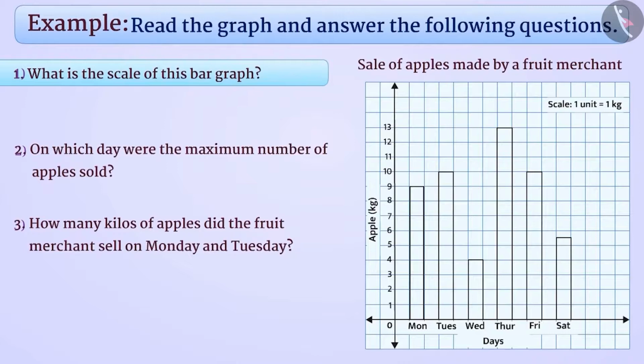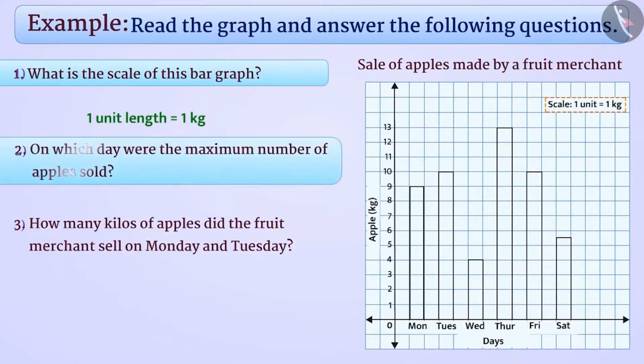We observe that here the scale is 1 unit length is equal to 1 kg. Second question. On which day were the maximum number of apples sold? In the given bar graph, we observe that the bar on Thursday is the longest. So we can conclude that the highest sale of apples was made on Thursday.